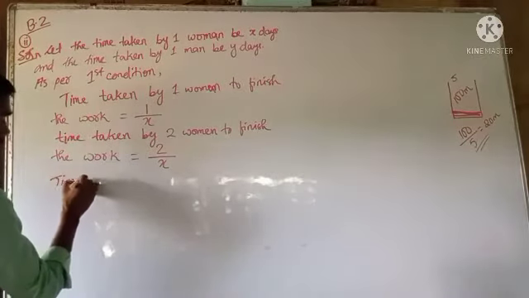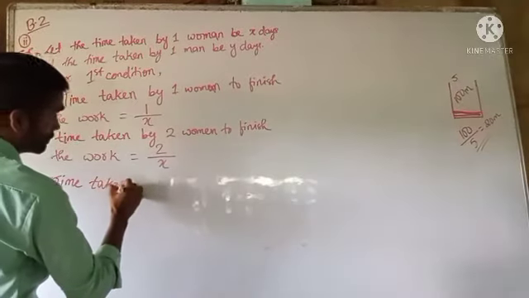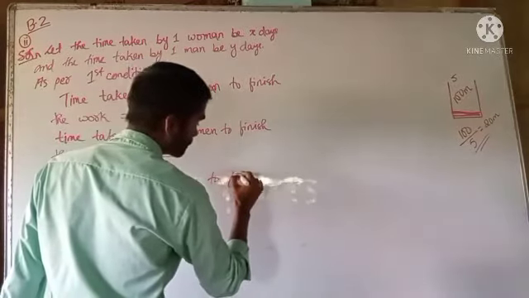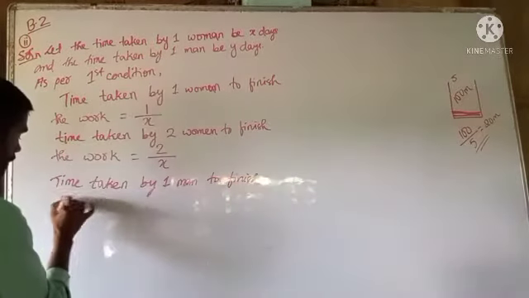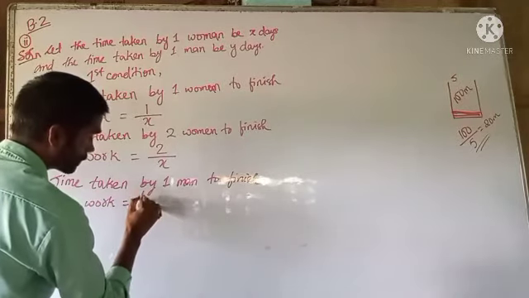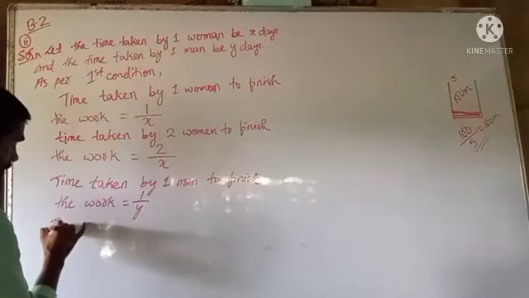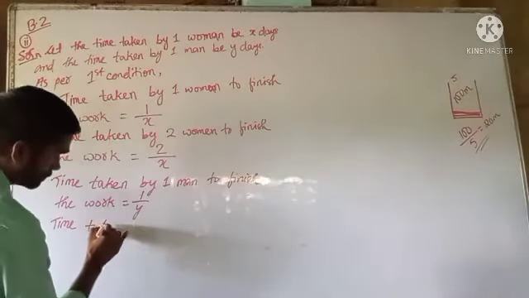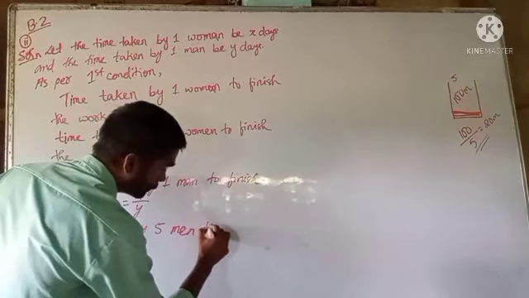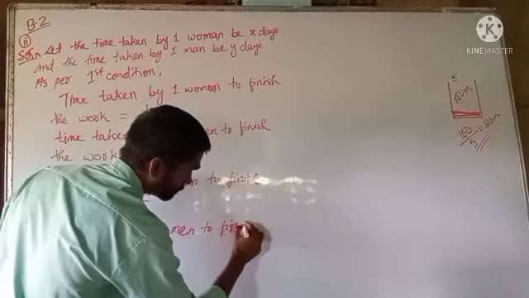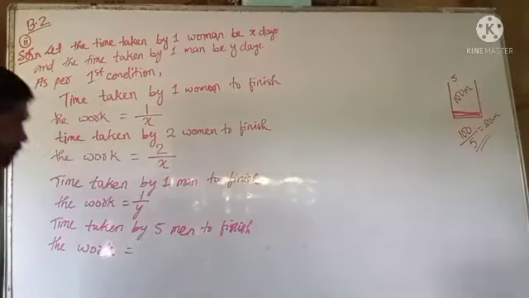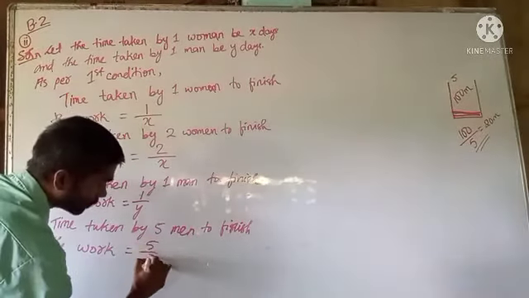So time taken by one man to finish the work is equal to 1 by Y, and the time taken by 5 men to finish the same work, that is the work, one work. So we'll get here, that is 5 by Y.